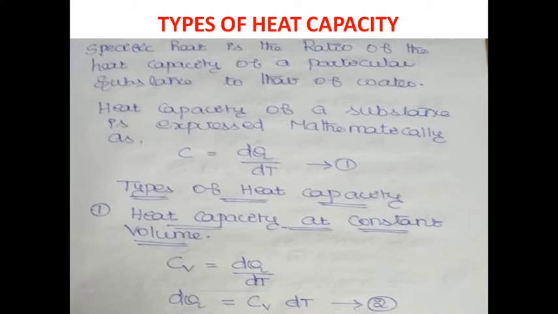First one, heat capacity at constant volume. Generally, heat capacity C is equal to dq by dt. At constant volume, Cv is equal to dq by dt, where V represents constant volume. From that, dq is equal to Cv into dt. This is equation number 2.